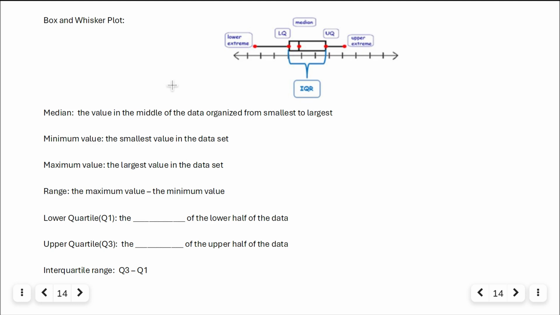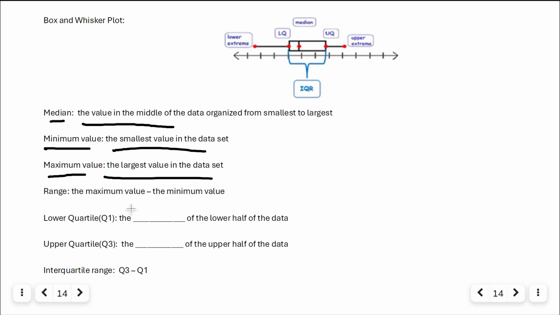This is a box and whisker plot. A box and whisker plot consists of literally a box and what we call 2 whiskers that extend out. These numbers are all important, and they can all be gotten from the data itself. The number in the middle is the median, the value in the middle of the data organized from smallest to largest. The minimum value is the smallest value in the data set. The maximum value is the largest value. The range is the maximum minus the minimum. We did that before.